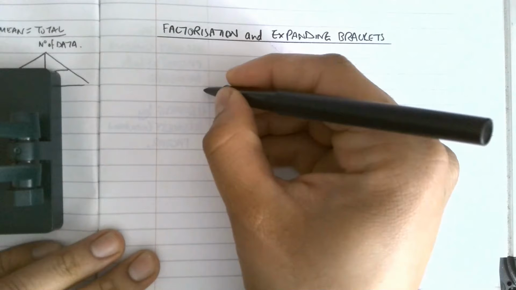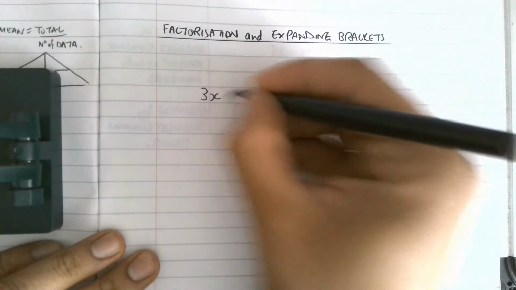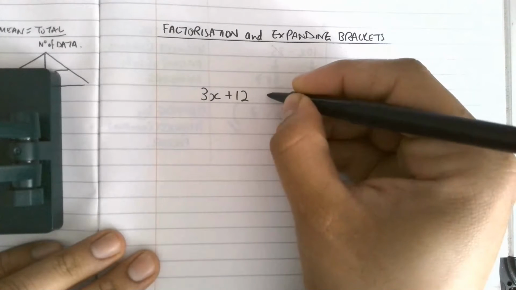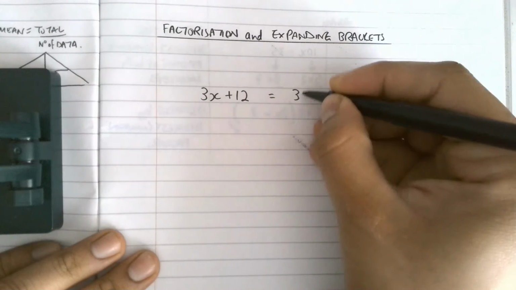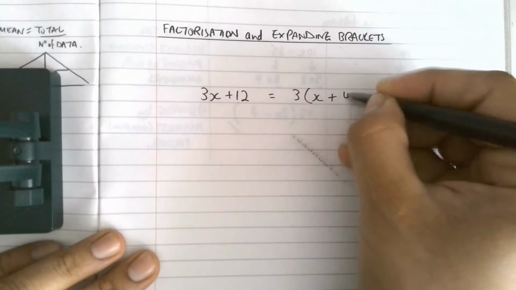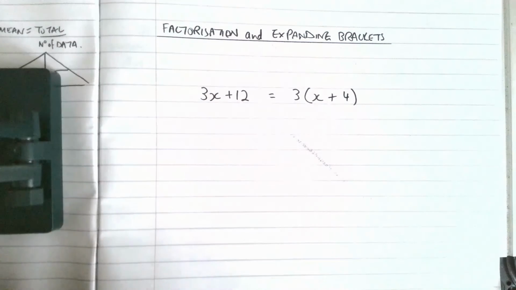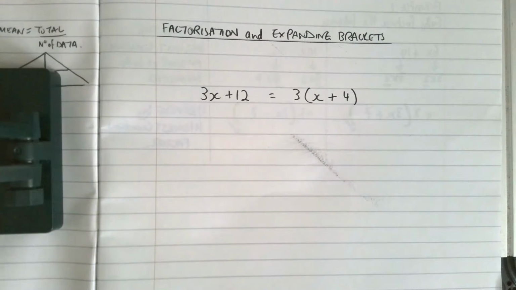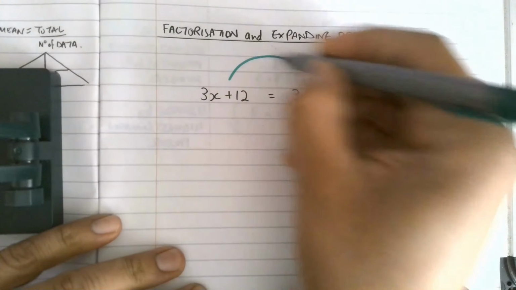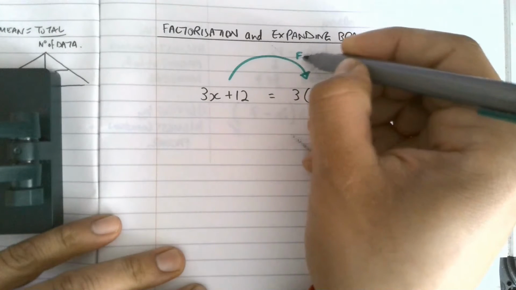Right, factorization and expanding brackets are linked. So if we've got something like 3x plus 12, when we factorize that, we get 3 and then brackets x plus 4. So if we're going from the left hand side expression to the right hand side expression, that means we're factorizing.